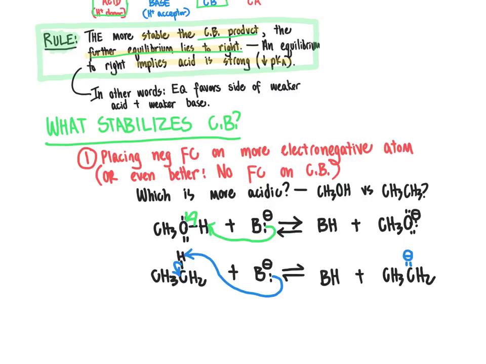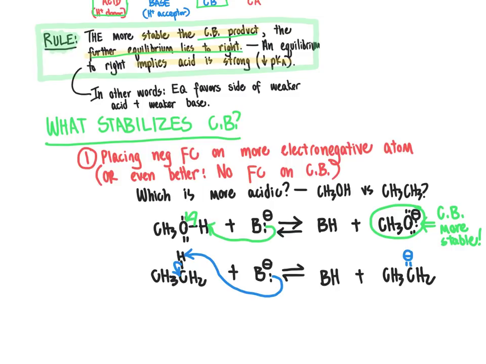One of them has a negative formal charge on an oxygen. One of them has a negative formal charge on the carbon. If we look at the periodic table, oxygen is further to the right, therefore it is more electronegative. And so therefore, CH3O- is more stable. So this is the more stable conjugate base than having CH3CH2- as our conjugate base. So we want to go with CH3O- as being the more stable conjugate base. It's the more stable of those two structures.